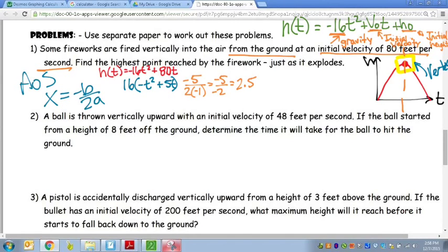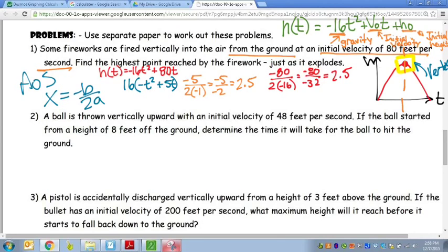Okay? Again, I could do the same thing with the top equation. Okay? So I could plug in negative 80 over 2 times negative 16, which would give me negative 80 over negative 32. And negative 80 divided by negative 32 gives you 2.5. Okay? So they both work out the same way, but if you can make it simpler, I always recommend making it simpler. Okay? So that is x.